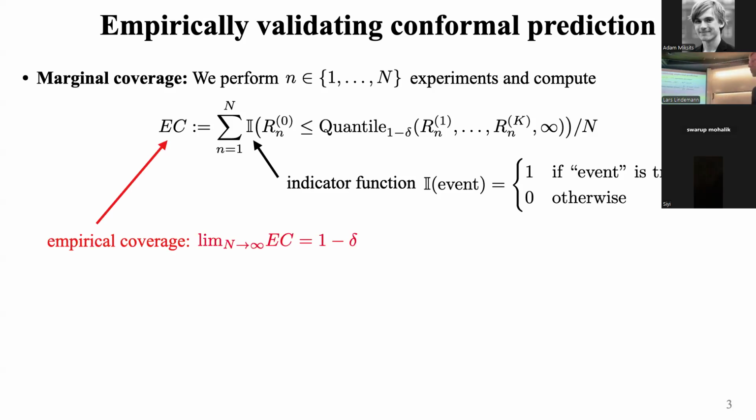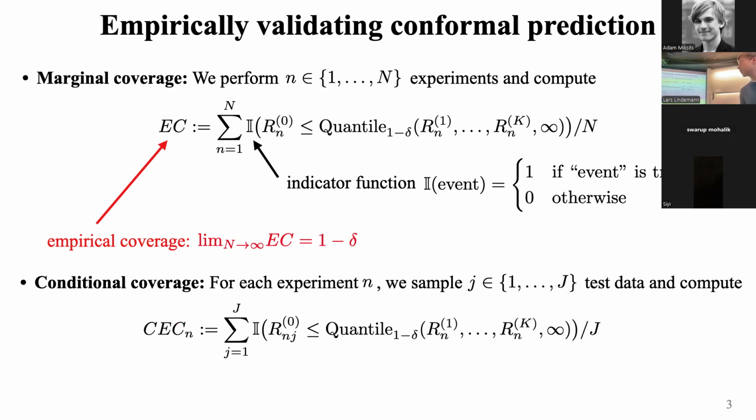And we call this the empirical coverage because it emulates our marginal guarantees. What we expect is that as the number of experiments goes to infinity, our empirical coverage will be 1 minus delta. Okay, so as we select larger N, we will see that we approach the theoretical guarantees that we are aiming for. Okay.